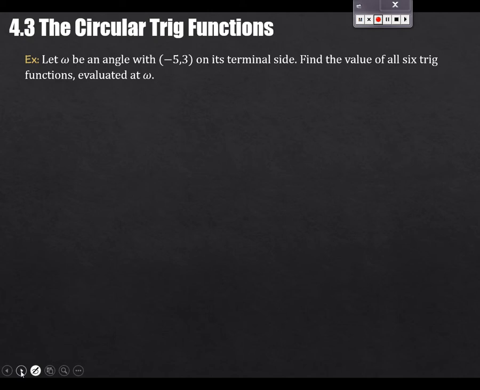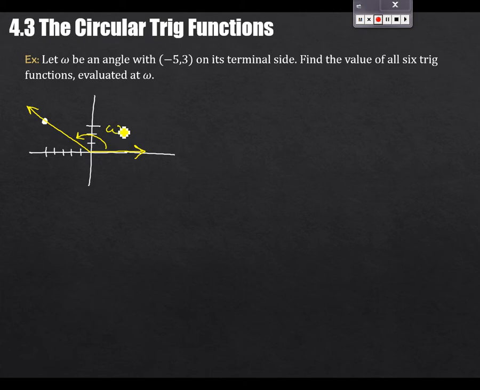Okay, so let's try this now. Let's put some meat on that problem we were just looking at. Say the point we were just talking about is actually -5, 3. So let's actually do it. Let's find the sine of this angle. We're going to call it angle omega, I guess. So omega is an angle with -5, 3 on its terminal side. Find all 6 trig function values. Let's do it.